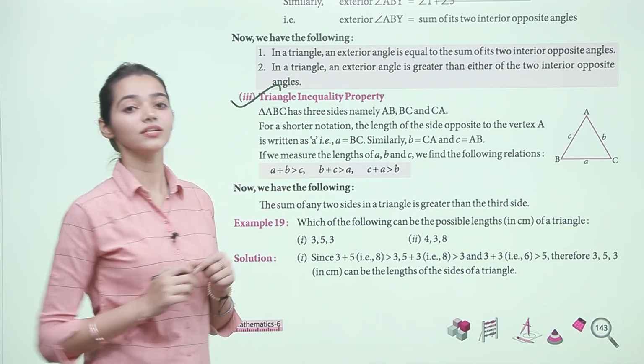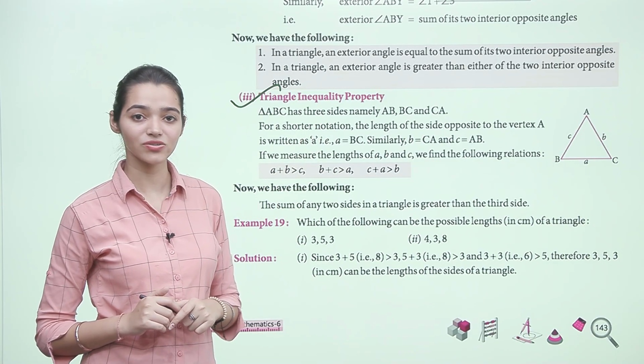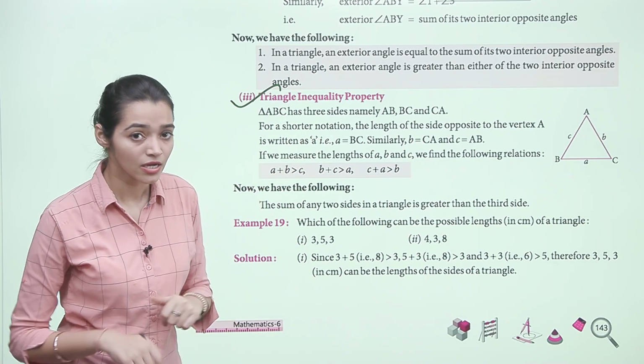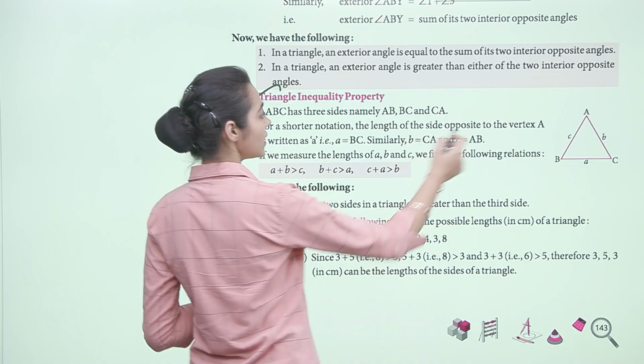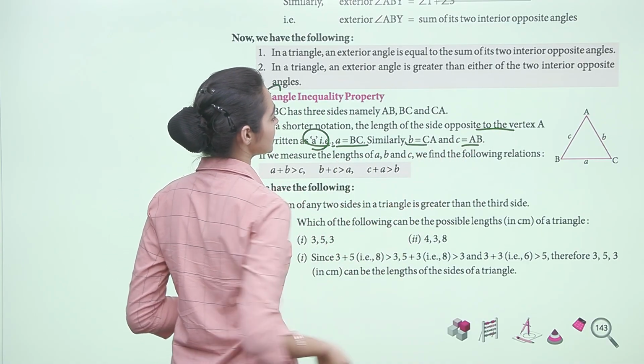Now next is our triangle inequality property. Here it has three sides, triangle ABC, with sides AB, BC and CA. For shorter notation, the side opposite to vertex A is a, which equals BC, b equals CA, and c equals AB.